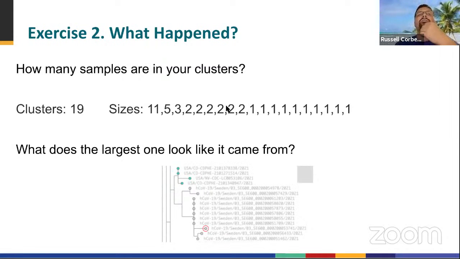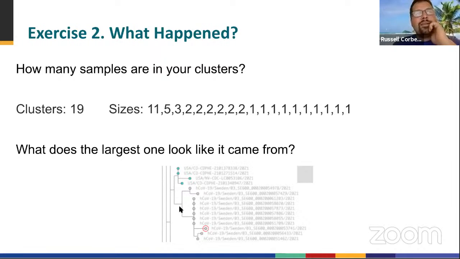You get a ton of 1s, a ton of 2s, very few relatively large clusters. If you zoomed in on it, the largest cluster would look something like this, where you see a whole bunch of samples from Sweden that we've added. So I've given you data from Sweden. There's a bunch of samples from Sweden.